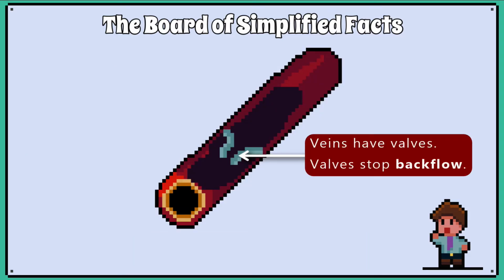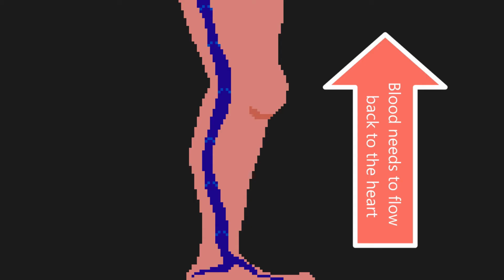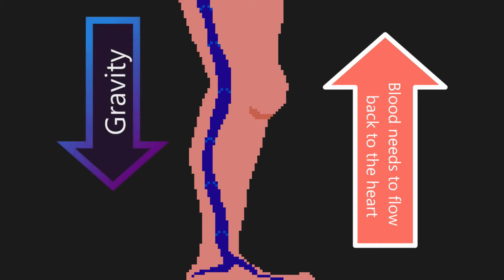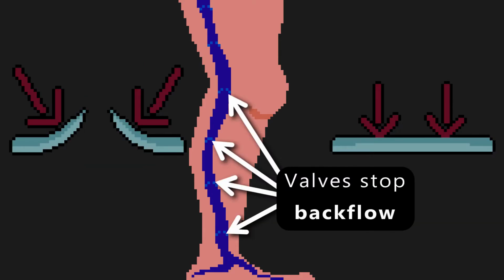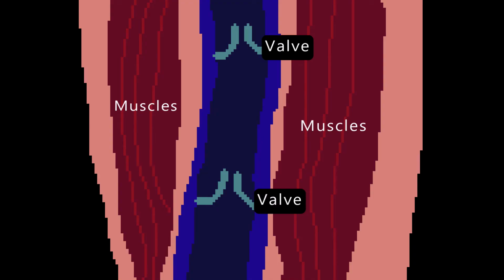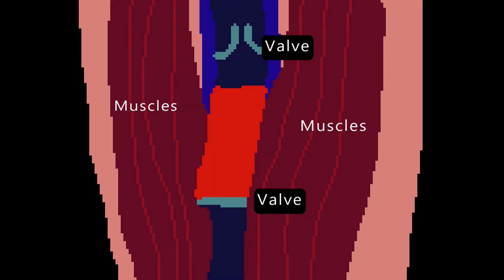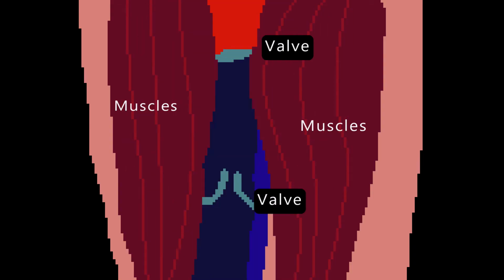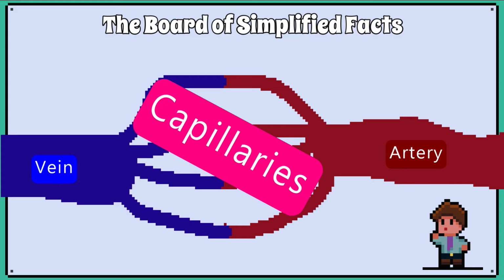The veins also contain valves to reduce backflow. For example, in your legs, the veins need to get blood to travel against gravity and back to the heart. All this with a much lower pressure, so the valves help to keep blood flowing back to the heart. Muscle contraction in the legs also helps to keep blood moving by applying pressure to the veins and squeezing the blood upwards. The capillaries are the junction between arteries and veins.